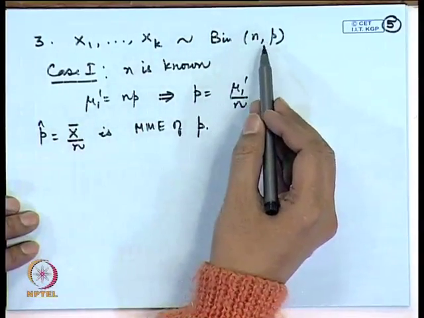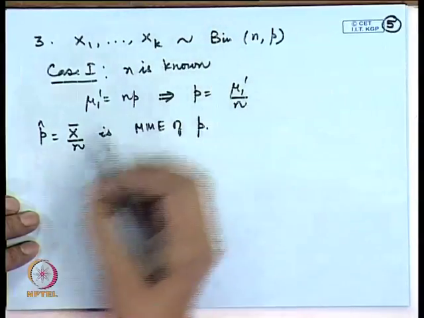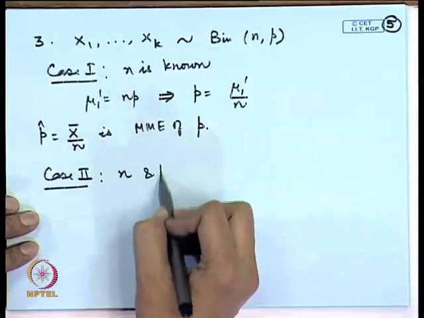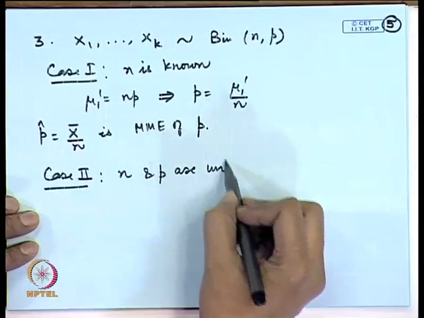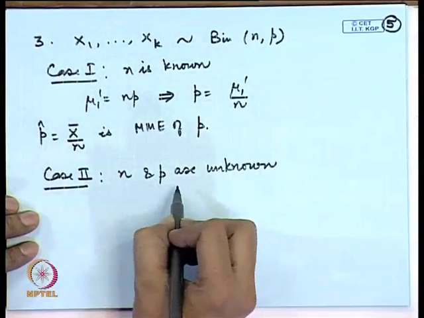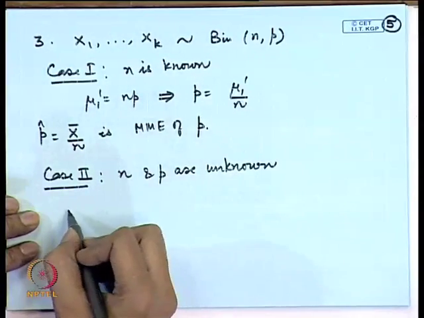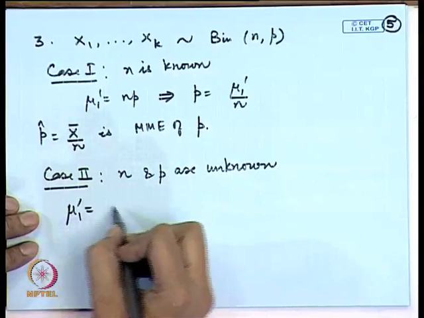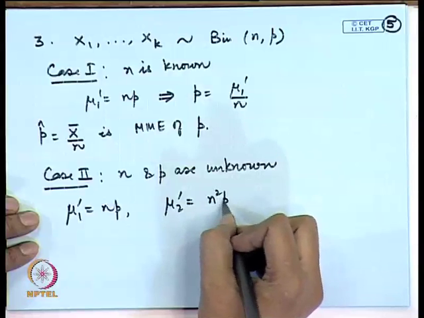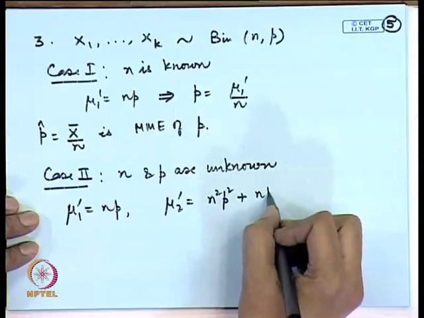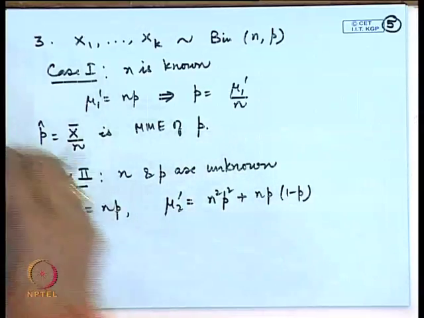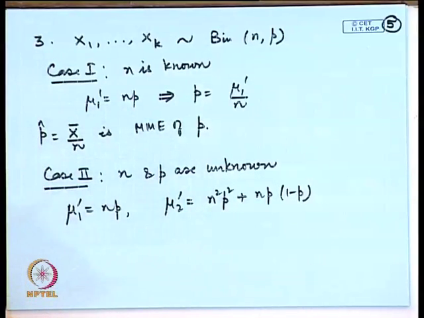Since here only one parameter was there, we considered only one equation. Now, let us take the more general case where n and p both are unknown. When both are unknown, then we will have to take up the first two moments. So, mu 1 prime is equal to np and mu 2 prime is equal to n square p square plus np into 1 minus p. In the binomial distribution, the second moment is equal to this value here.